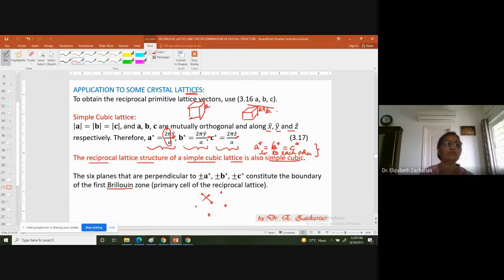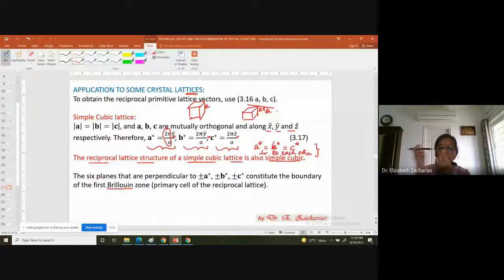Okay, so the reciprocal lattice for simple cubic, you get by drawing perpendicular bisectors to the origin and then connecting it to all the neighbors. Okay, so that's your first Brillouin zone that you will get.